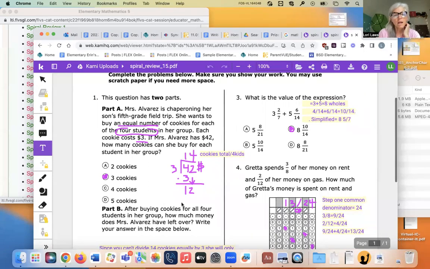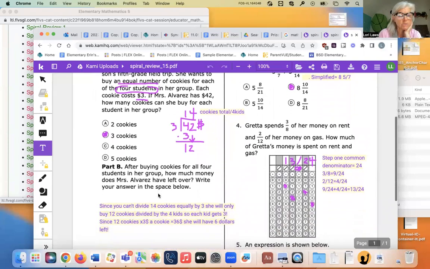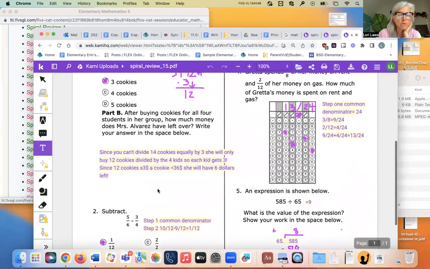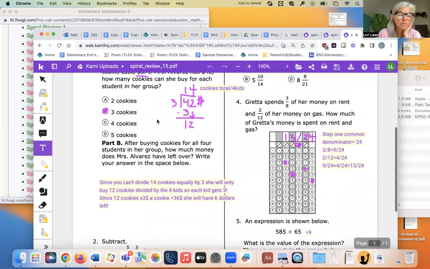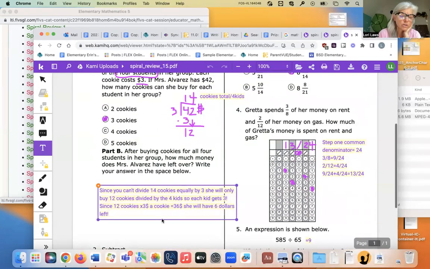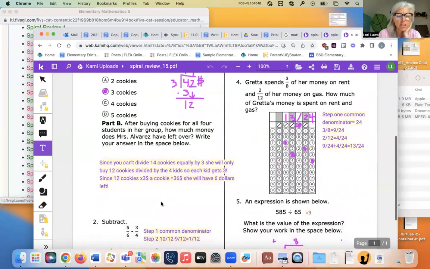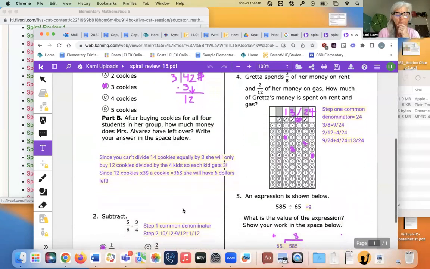All right, so part A, if she has $42 and it costs $3 per cookie, I can divide, and I know I could buy 14 cookies, but the kids have to split them up equally, and they can only split 12 of them up equally, and then they end up with 2 cookies left over. So she's only going to buy 12 cookies, and she's going to split them up between 4 kids, everybody gets 3. Well, 12 cookies at $3 a cookie takes $36. So the second half is how much will she have left? Well, she'll have $6 left over.